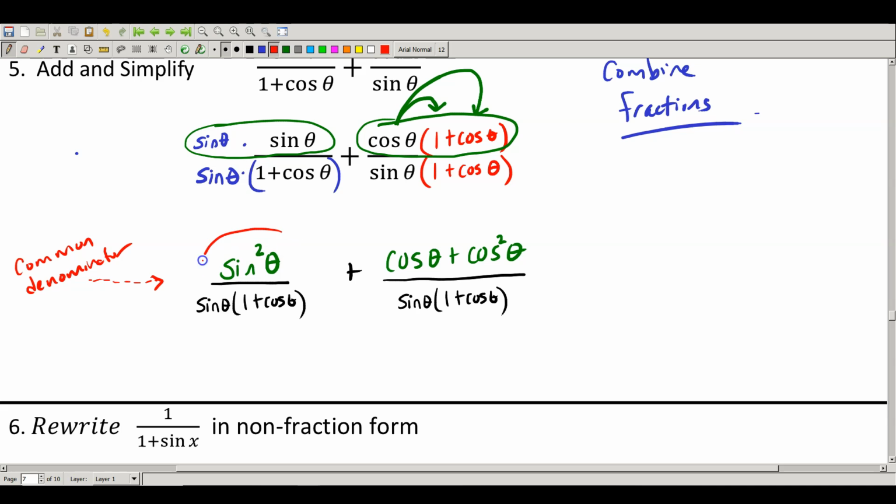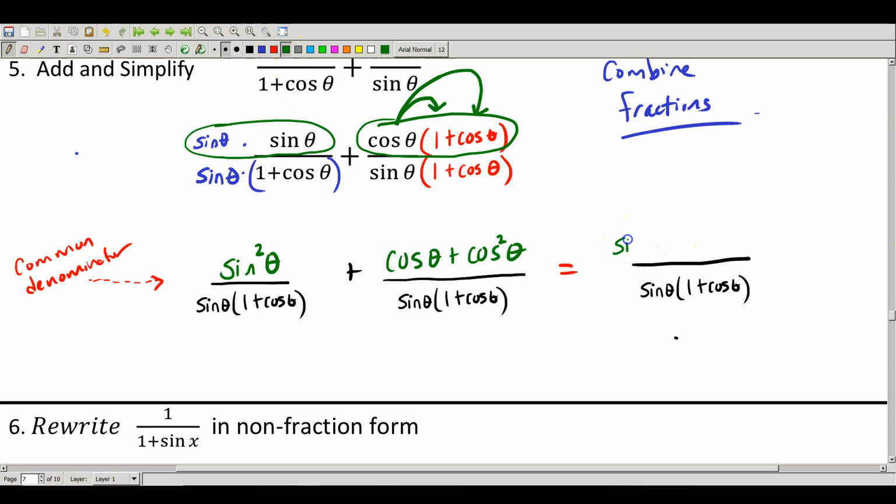And so we're going to add the numerators together, and we're going to keep the denominator. So this is going to equal a fraction with the same denominator. My ending result is going to be sine theta times 1 plus cosine theta as my denominator. On the top, let me just write what I have.